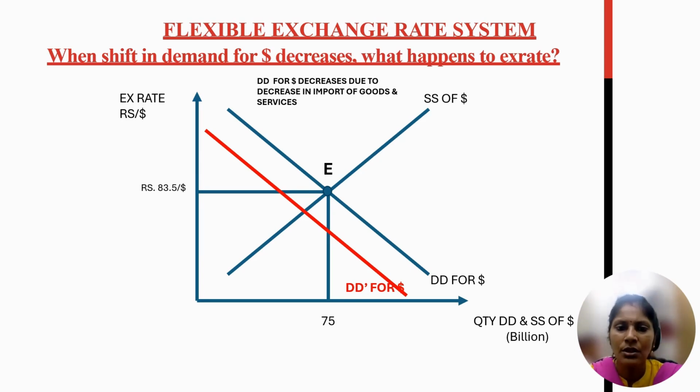So this particular effect, that is the decrease in imports of goods and services, will shift the demand curve to the left side. So what will happen to the exchange rate? So the new equilibrium is achieved at a point where the DD dash for dollar is equal to the constant supply of dollar, that is the E2, and the exchange rate is determined at 81.5 rupee per dollar. Okay, and the quantity has reduced to 50 billion dollars.